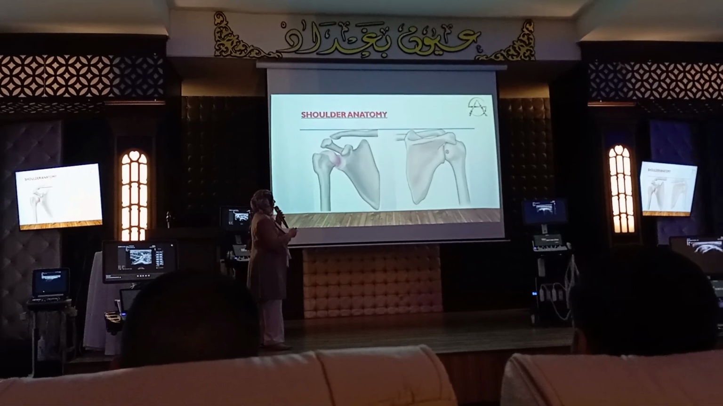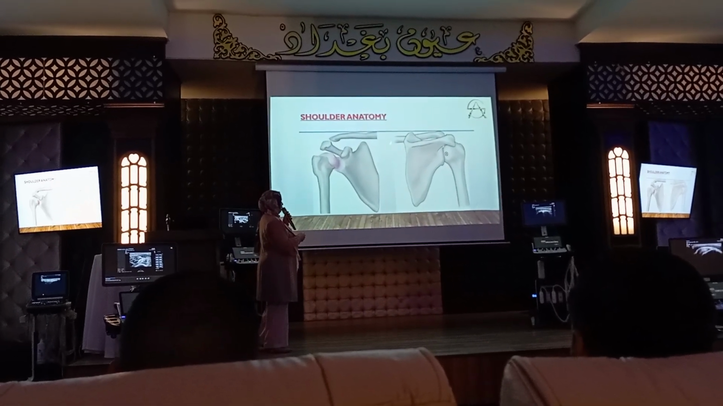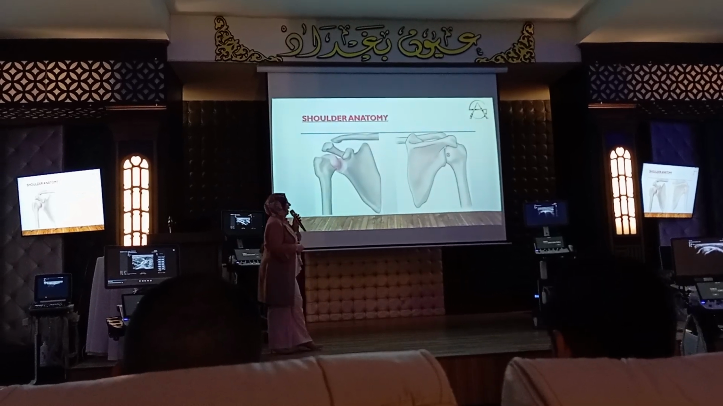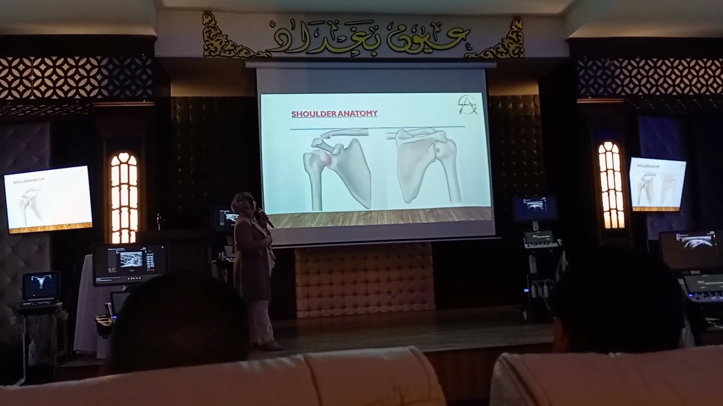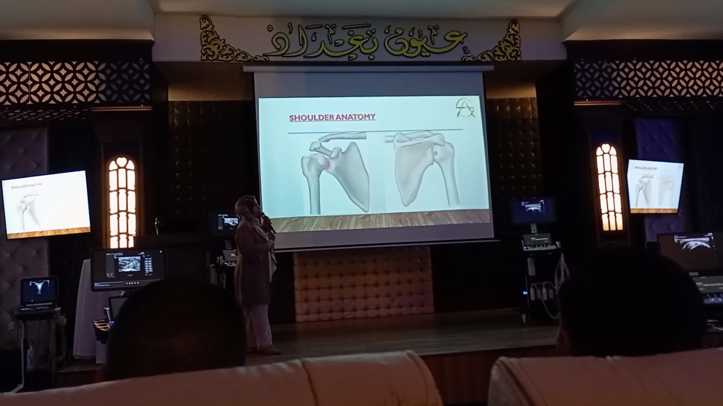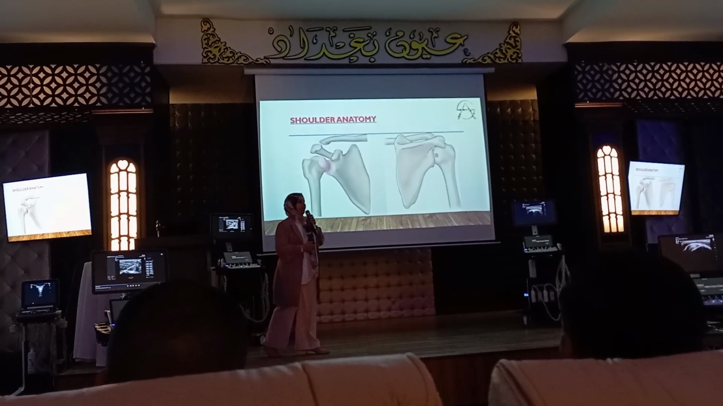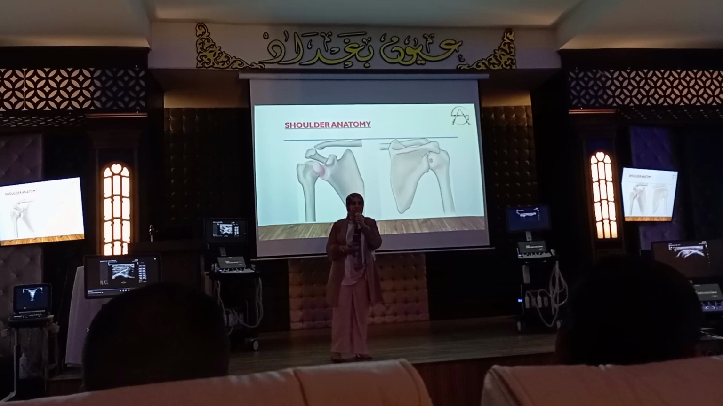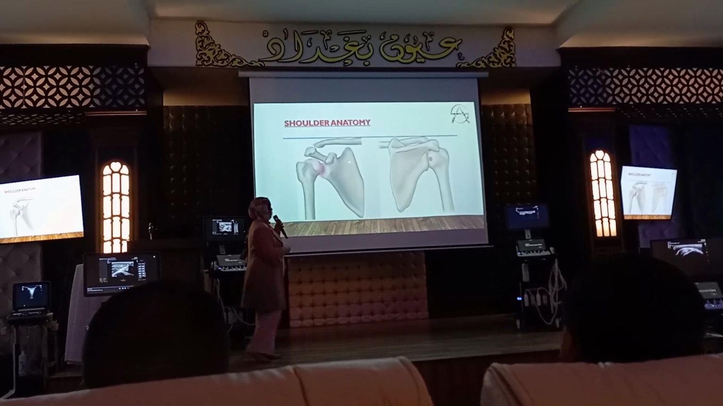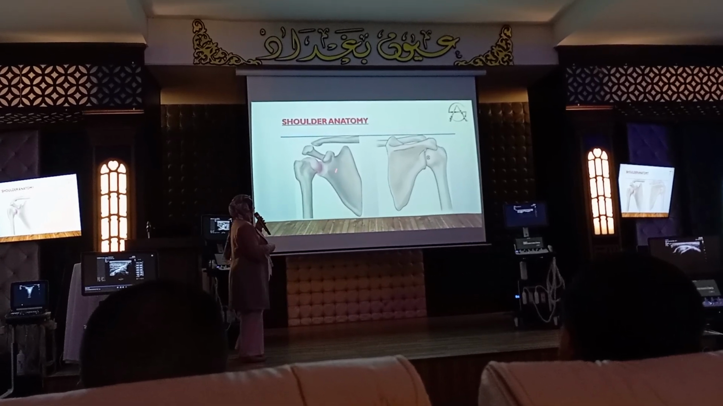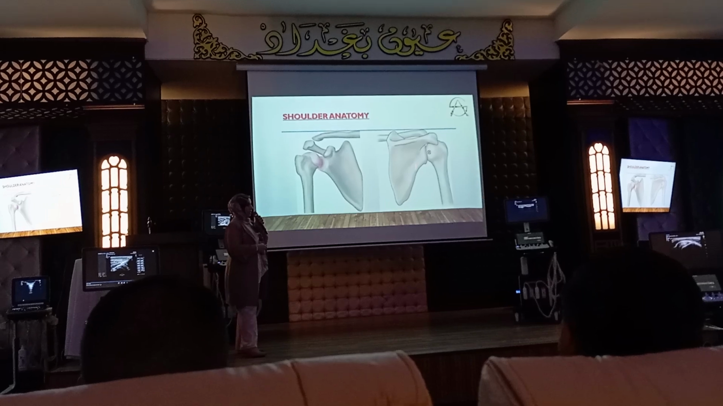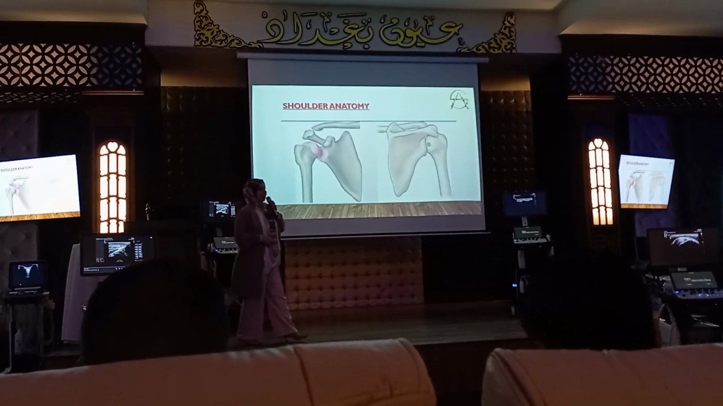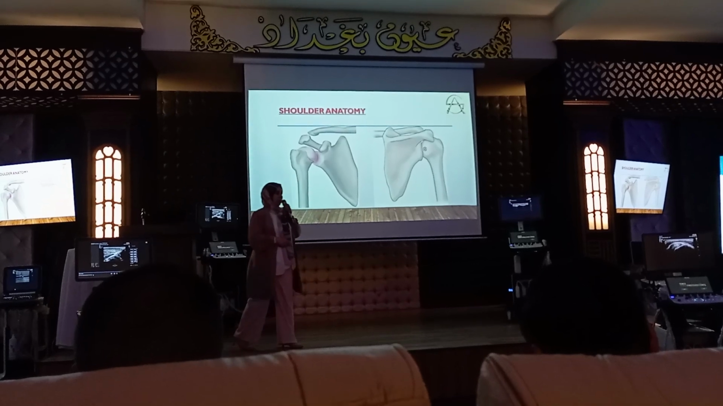Another joint is between the sternum and the clavicle. It is the sternoclavicular joint. Another joint is between the clavicle and the acromion, the acromioclavicular joint. All these joints are synovial joints. The last joint is the scapulothoracic joint, between the anterior surface of the scapula and the thoracic cage in front of it. This is not a true synovial joint, it is a false joint.